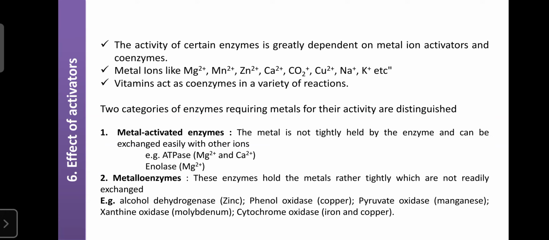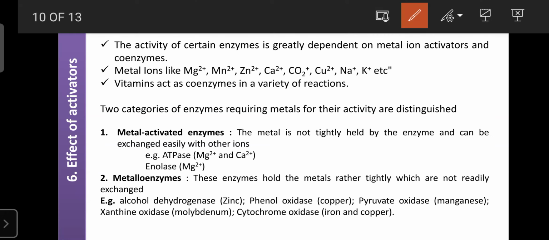Next one is the effect of activators. Certain enzymes are active in the presence of certain factors. Those are known as the metal ion activators as well as the coenzymes. Here the metal ions like magnesium, manganese, zinc, calcium, cobalt, copper, sodium, potassium act as metal activators. They can accelerate the enzyme activity, so the rate of reaction increases.